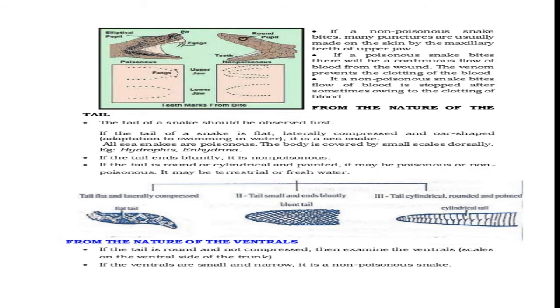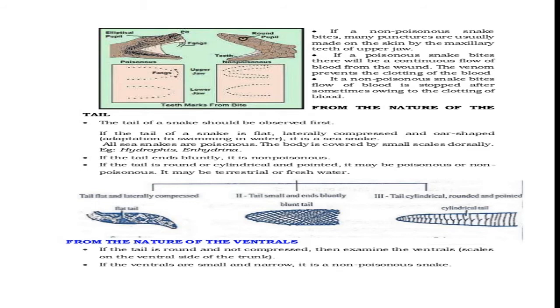The body of sea snakes is also covered by small scales on the dorsal portion. For example, Hydrophis and Enhydrina are snakes considered venomous in nature. Similarly, if the tail ends bluntly, I mean it is not flat, not laterally compressed, not oar shaped, then we can confirm it is non-venomous, that is non-poisonous in nature.